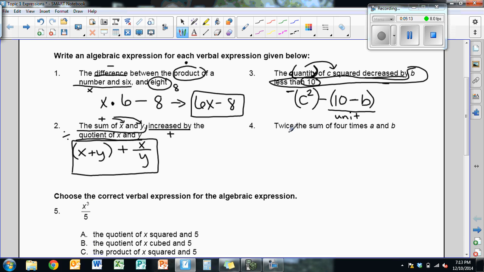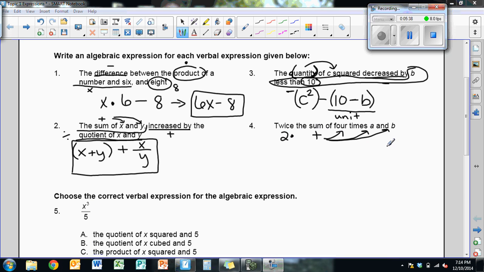Number 4, twice the sum of 4 times A and B. Twice tells us to multiply by 2. We're multiplying this sum, addition, this sum of 4 times A and B.